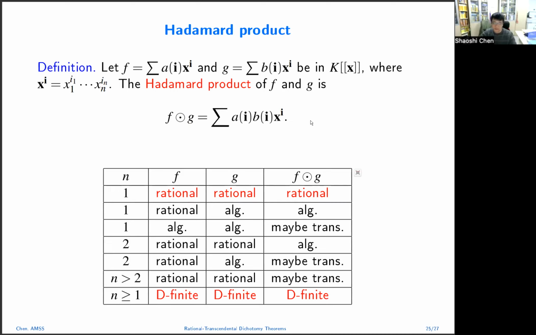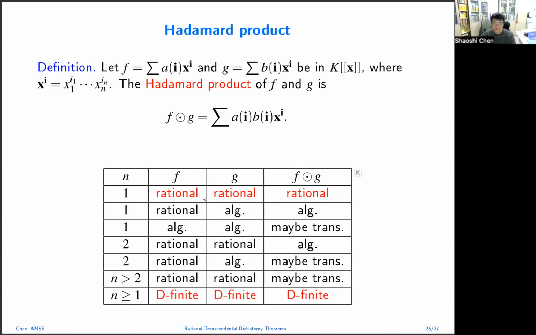Another related problem about power series is the so-called Hadamard product. This is a very natural product for two power series. You take the coefficient-wise product, and there are many properties of the Hadamard product.